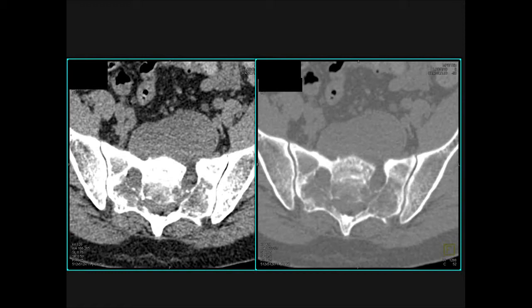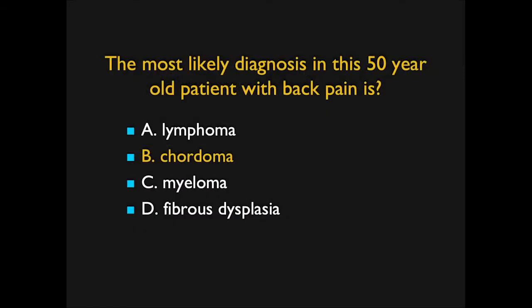And this is a classic example of a chordoma. We don't see chordomas that frequently. Remember, this area, lumbar spine sacrum, as well as base of the skull, are the most common areas.